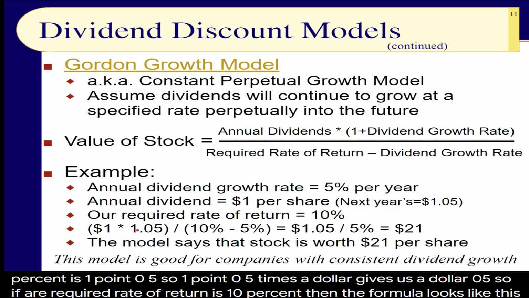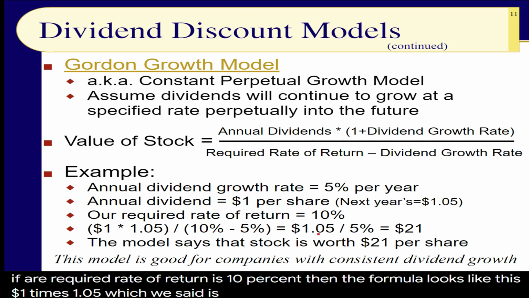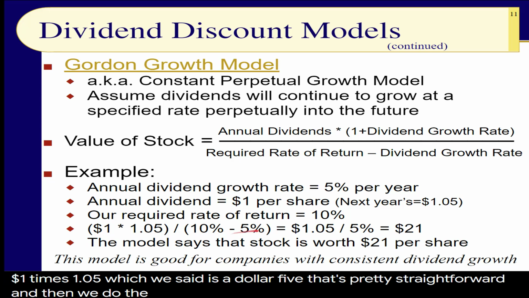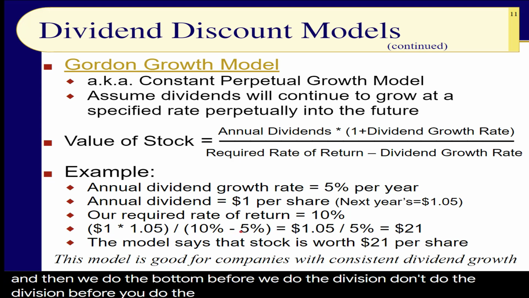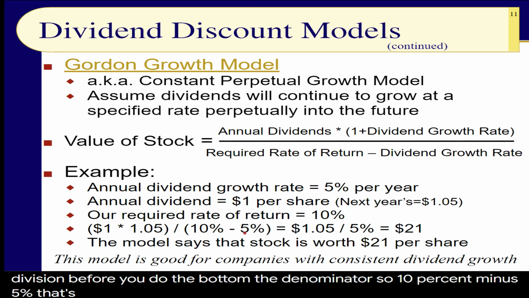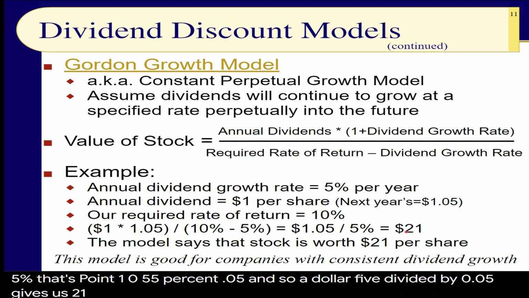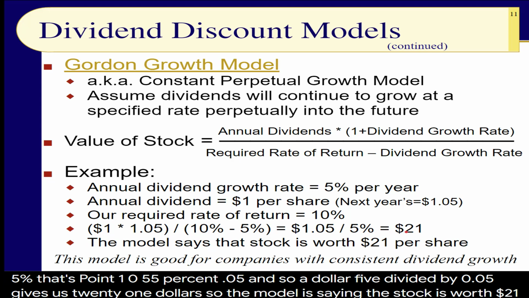$1 times 1.05, which we said is $1.05. That's pretty straightforward. And then we do the bottom before we do the division. Don't do the division before you do the bottom, the denominator. So 10% minus 5%, that's 0.10 minus 0.05 is 0.05, 5%. And so $1.05 divided by 0.05 gives us $21. So the model is saying the stock is worth $21 a share.